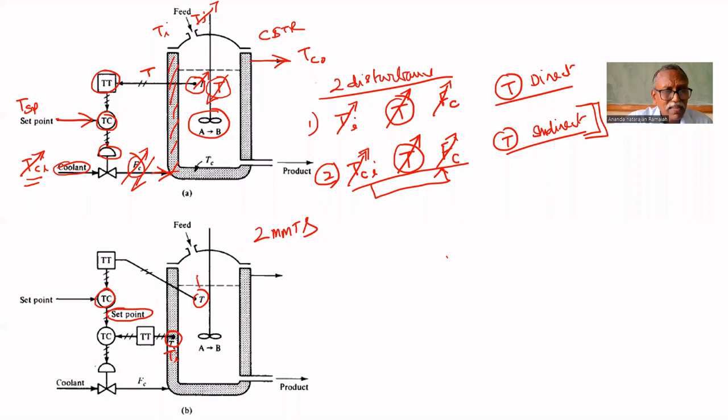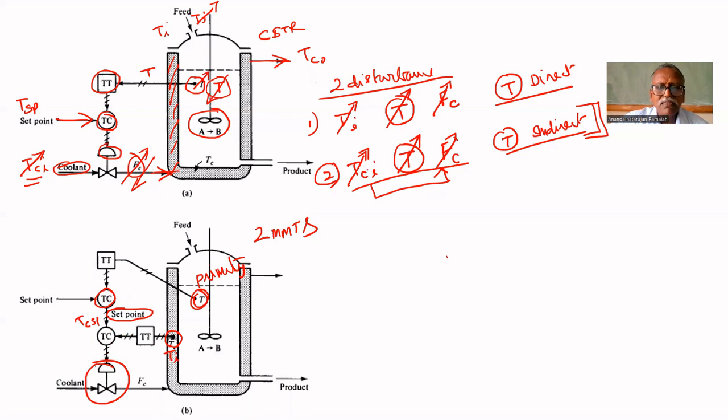T is the primary aim of control. We want to control T. We are not interested in TC, but that affects T. That's why we are measuring TC here. The primary controller gives the set point to the coolant temperature. Here, the TC set point is given by the primary controller. The coolant temperature is measured here. If any deviation is there, based on that, it will regulate the coolant flow rate.